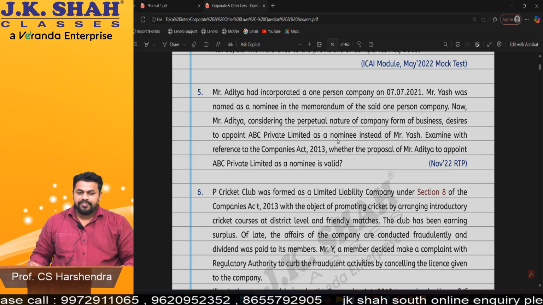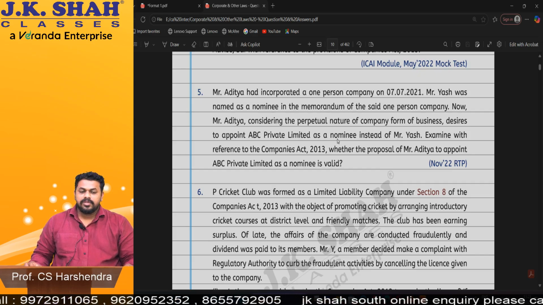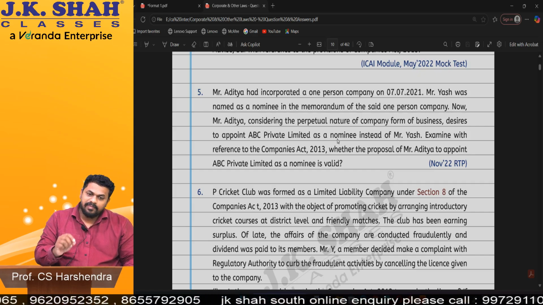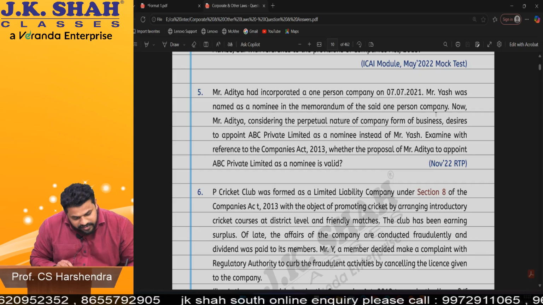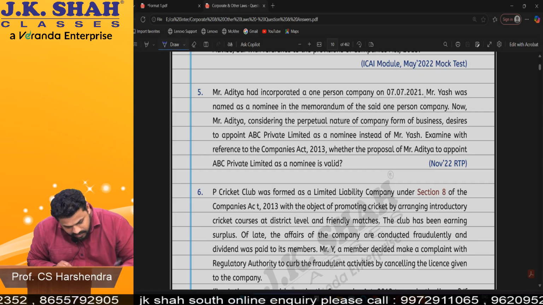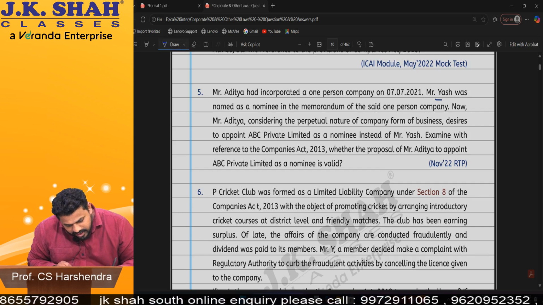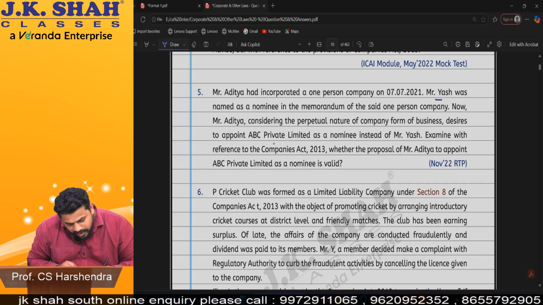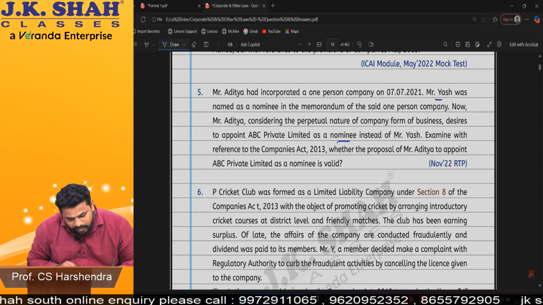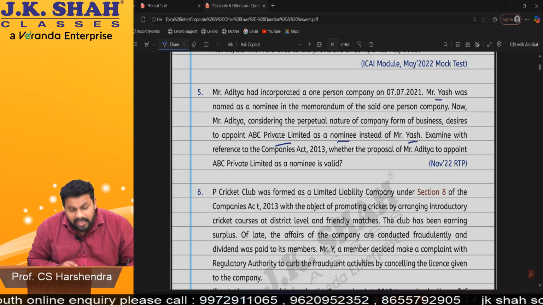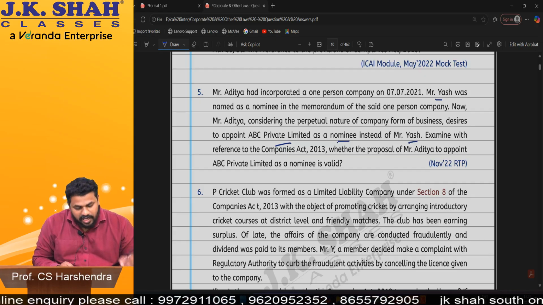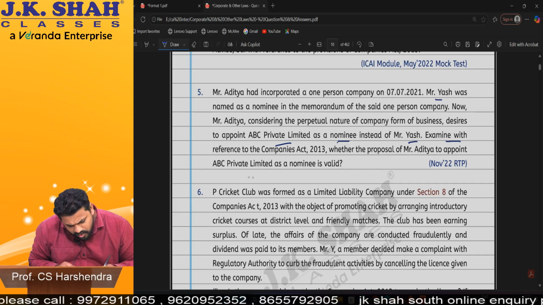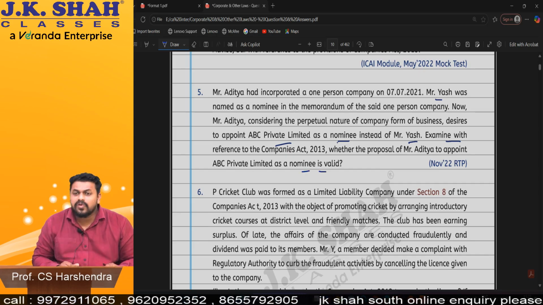Mr. Aditya had incorporated a one-person company on 7 July 2021. Mr. Yash was named as nominee in the memorandum of the said OPC. Now Aditya, considering the perpetual nature of company form of business, desires to appoint ABC Private Limited as nominee instead of Mr. Yash. He wants to change the nominee. Examine with reference to the Companies Act whether the proposal of Aditya to appoint ABC Private Limited as nominee is valid or not.